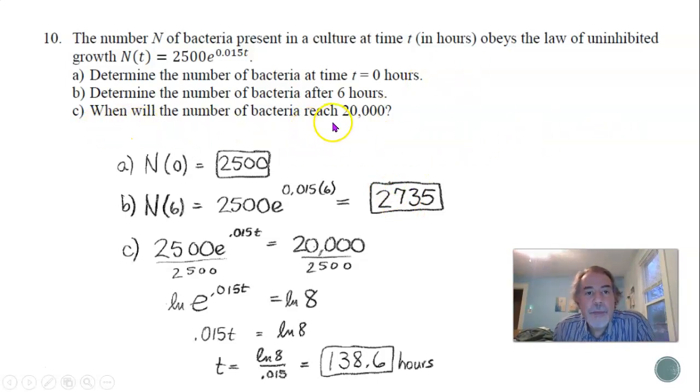And then when will the number of bacteria reach 20,000? So then we want to know what t has to be for n of t, the whole thing, to come out to equal 20,000. So set this equal to 20,000 and solve for t. Divide both sides by 2,500. Then undo the e with ln. Take ln of both sides and you get 0.015 t equals ln of 8. Then divide both sides by 0.015 and we get t equals ln of 8 divided by 0.015. And that comes out to be about 138.6.